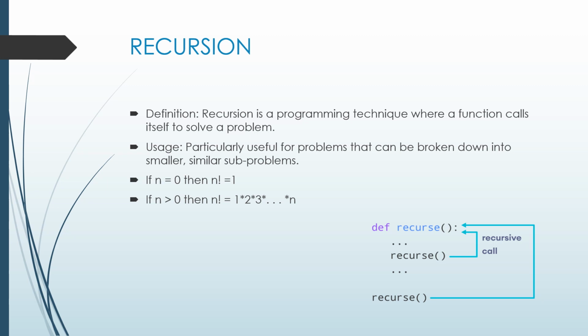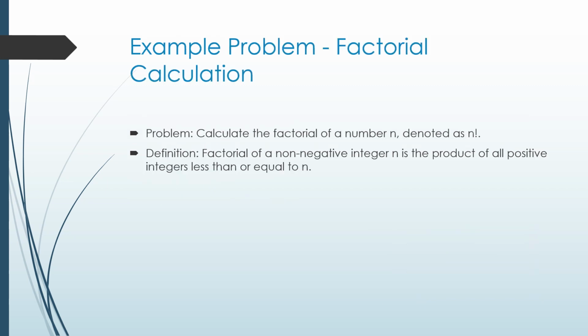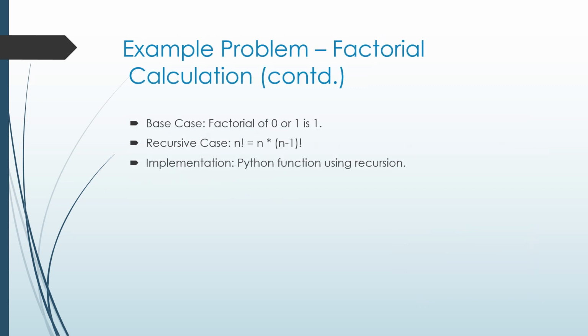If n equals 0, then n factorial will be 1. If n is greater than 0, then n factorial will be 1 into 2 into 3 and so on into n. If n equals 0 or n equals 1, the n factorial will be 1 only. Example problem: factorial calculation.